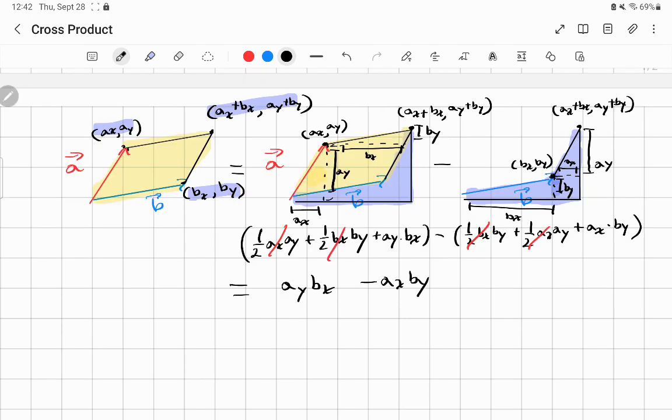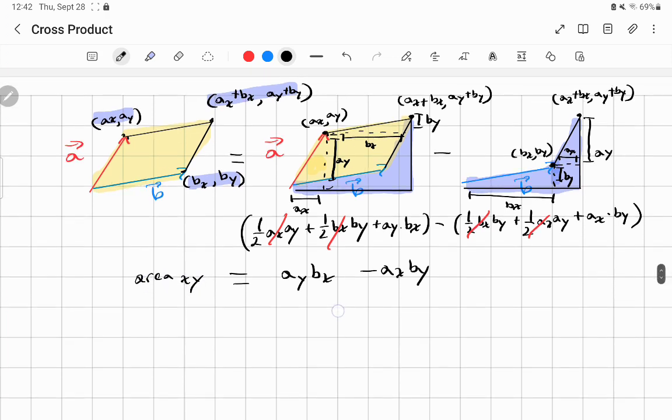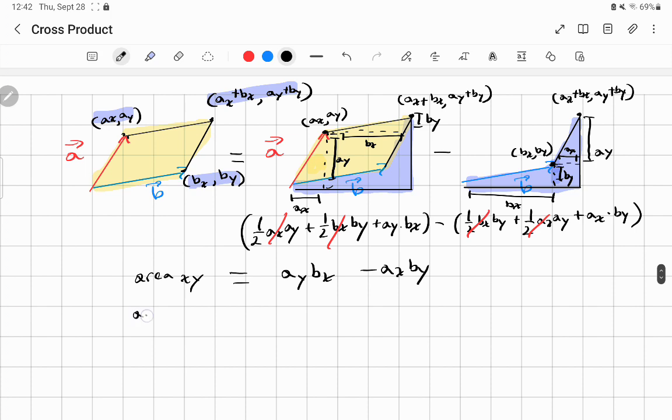Now, what if I said instead of vectors A and B being on the xy plane, this is when they're in the xy plane, right? What if I said instead, hey, what if they're in the xz plane?